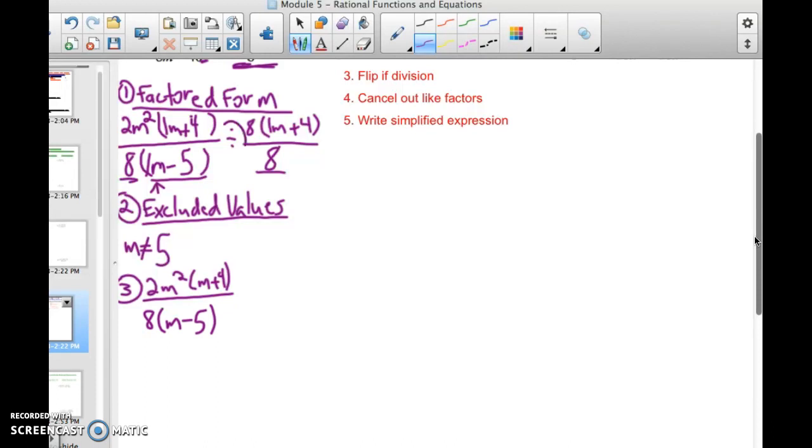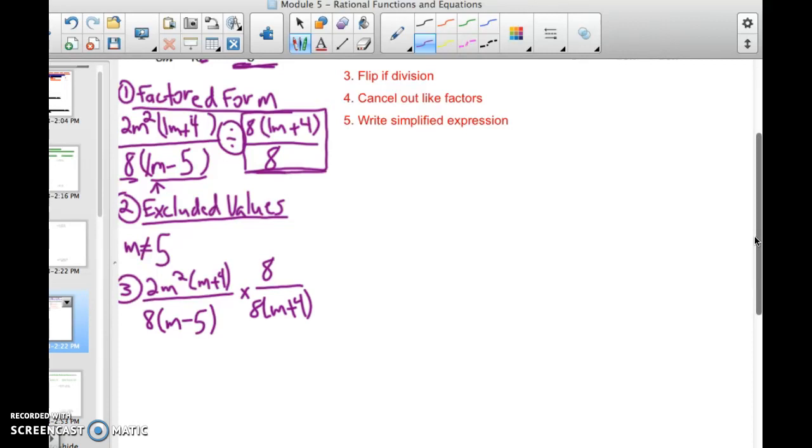Now, it was division. Now it's going to become multiplication. And I'm going to multiply by the reciprocal of this, 8m times m plus 4 over 8. The numerator becomes the denominator and vice versa. So 8 was on the bottom, now it's on top. 8 times m plus 4 was on top, now it's on the bottom. Multiplying by the reciprocal of that, meaning you just flip the two.